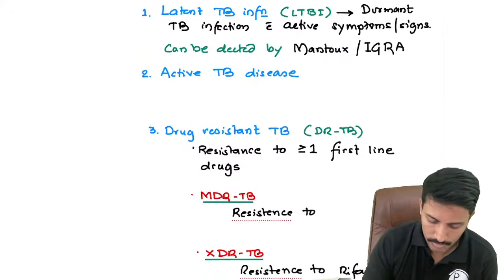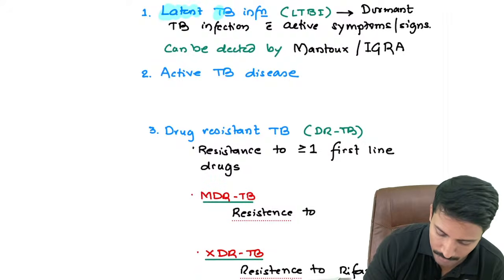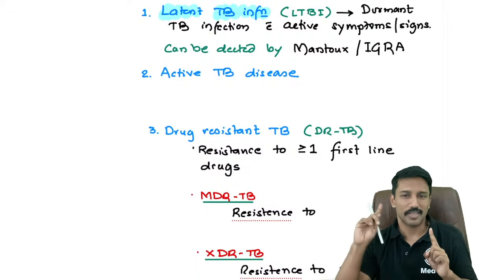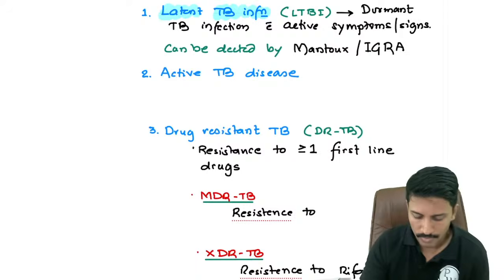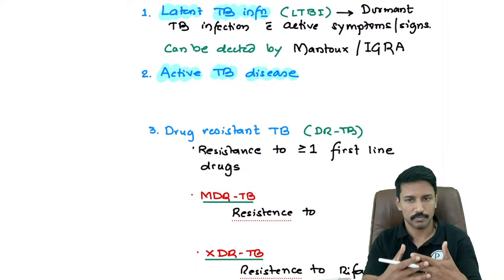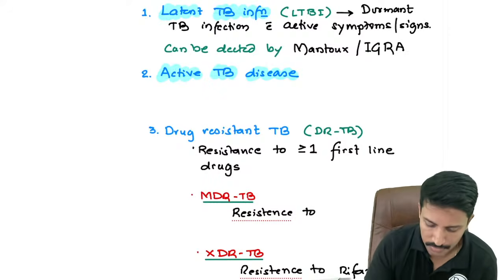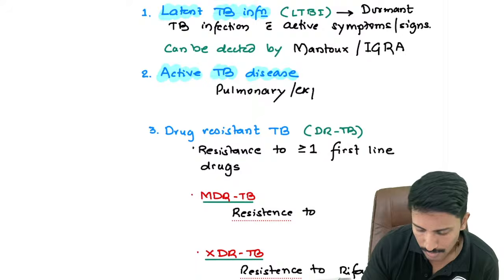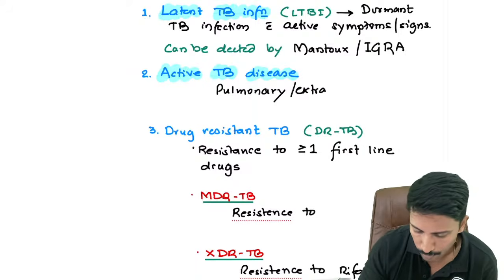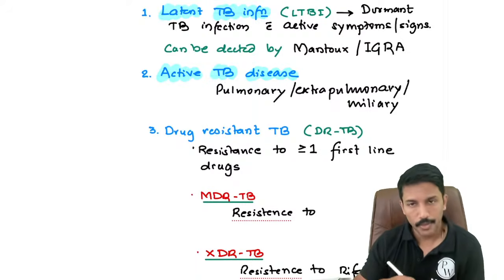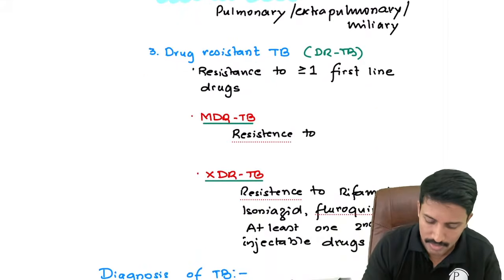Okay. So then that is our latent TB infection or LTBI, where there is TB infection, but patient does not have any signs of disease activity presenting with symptoms. Okay. So then we have active TB, where patient will have the signs and symptoms of an active ongoing TB infection. It could be pulmonary, or it could be extrapulmonary, or it could be miliary, which is a disseminated form, right?